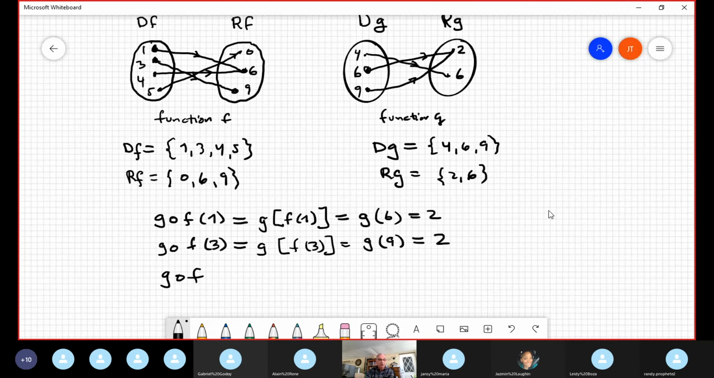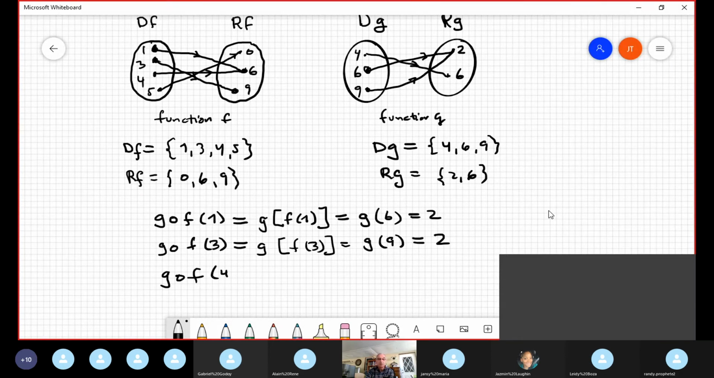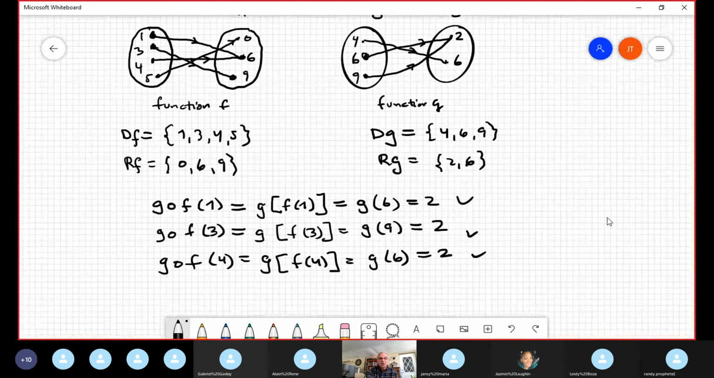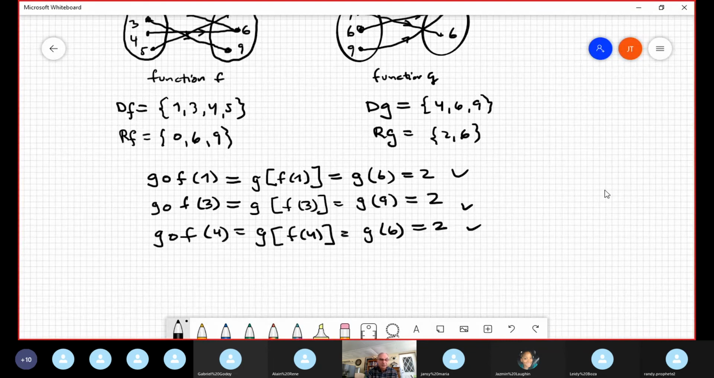One more. g composition f evaluating 4. Okay, g bracket f evaluating 4. f evaluating 4 is 6, and g at 6 is 2. Wow, so everything is 2, 2, 2. This was a problem taken from Alex.